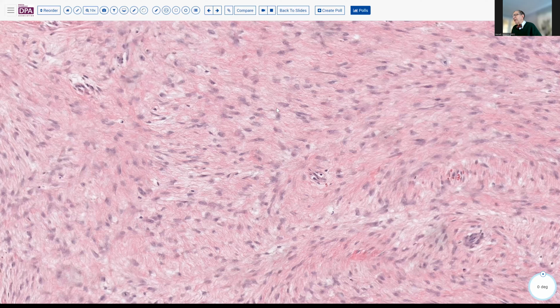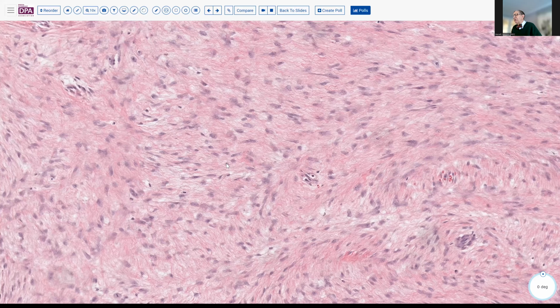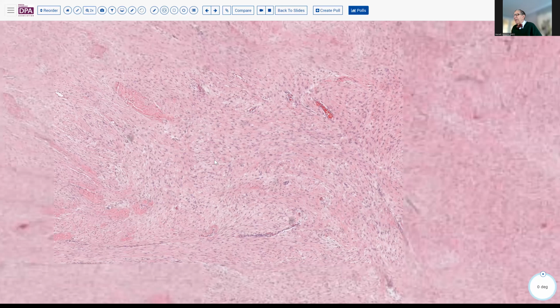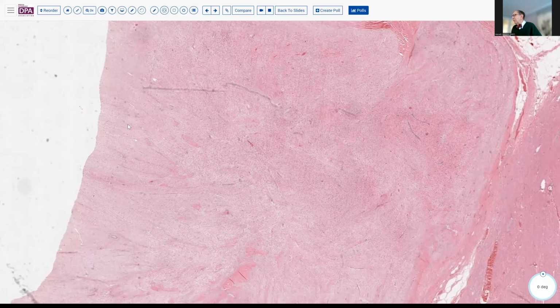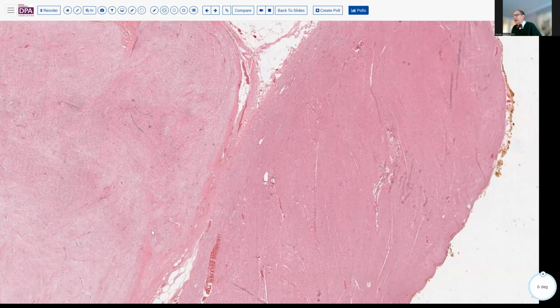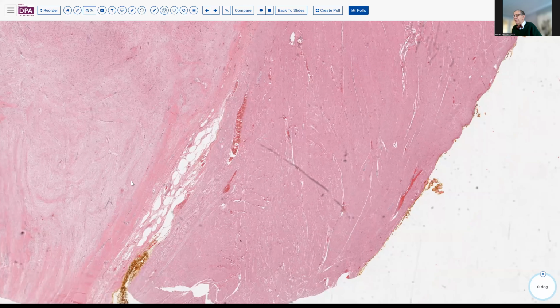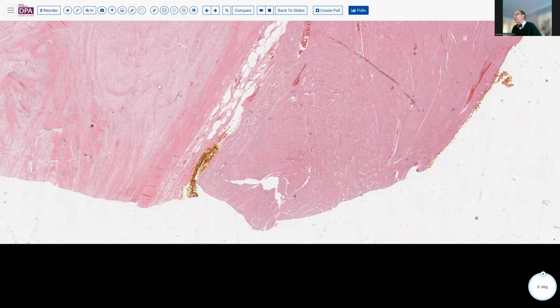You can see they have generally entirely euchromatin and occasional nucleoli. There is a little bit of a loose background to this. And the margins, as we look at the margins, here we are up against the muscle and the fascia. It's got a little bit of a boundary here, but maybe not entirely circumscribed in that respect.